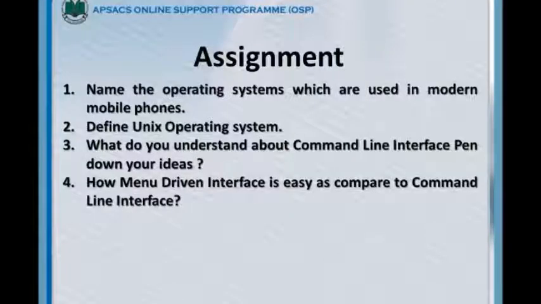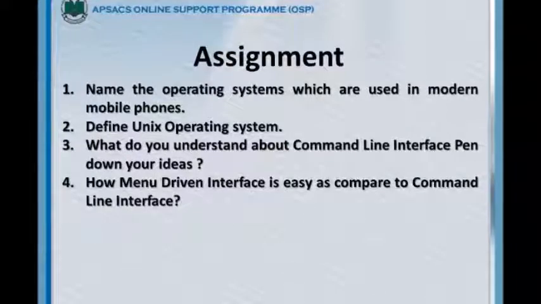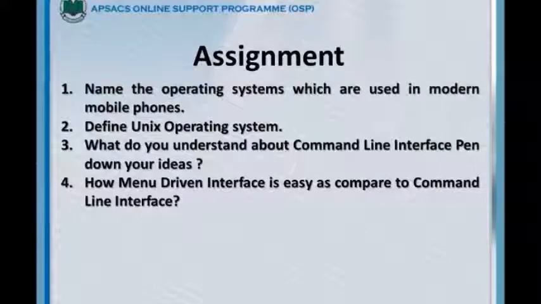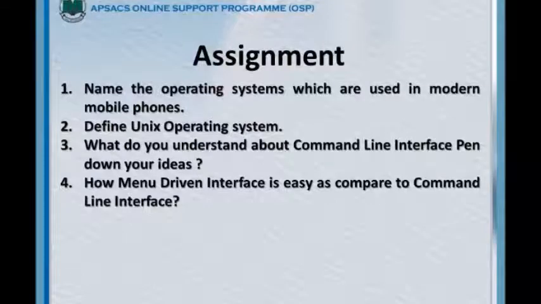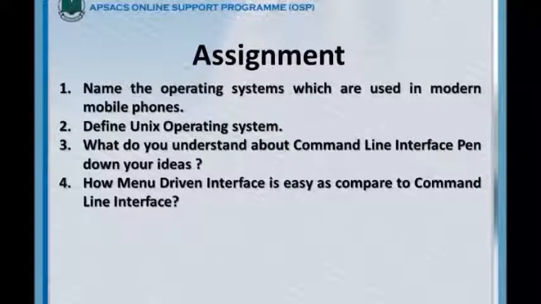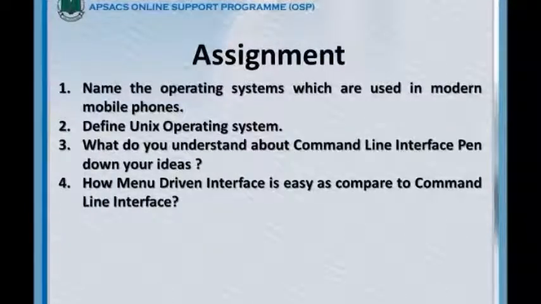At last, we have the task to do, and that is the assignment for you. Question number 1 is: name the operating systems which are used in modern mobile phones. You just have to write the names of the operating systems. Just a hint, we have defined and learned this in the video tutorial. Define Unix operating system. The third one is, what do you understand about command line interface? Pen down your ideas, meaning you have to write down what you understand about the command line interface.